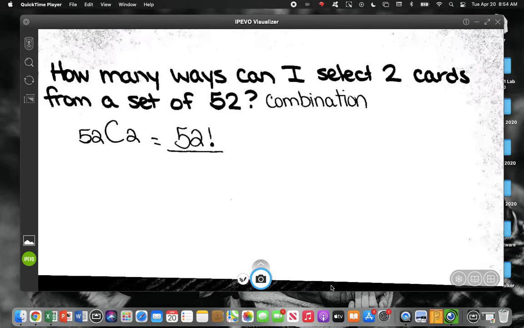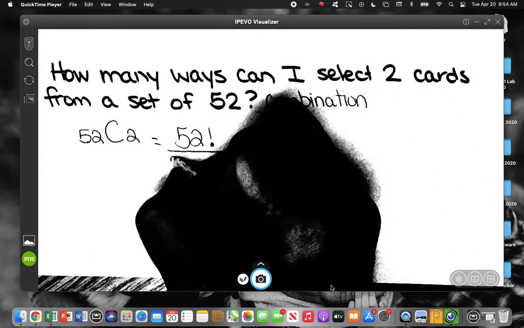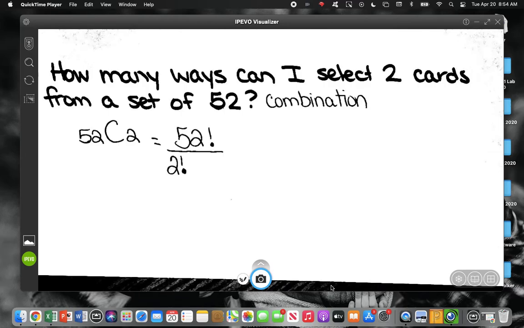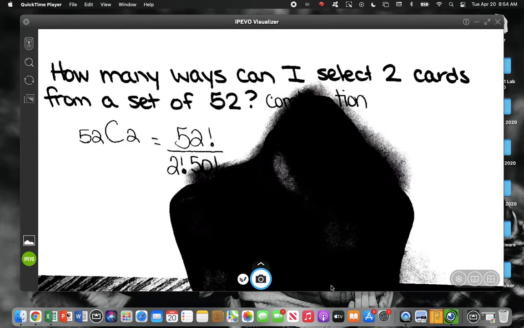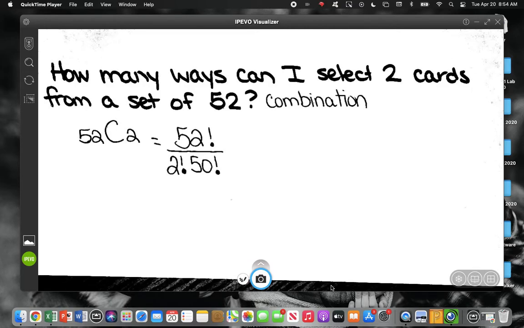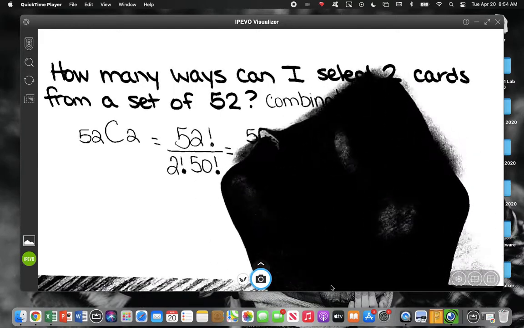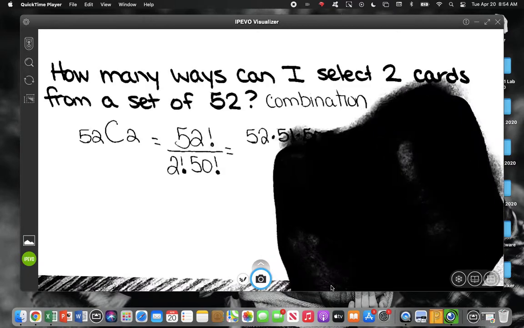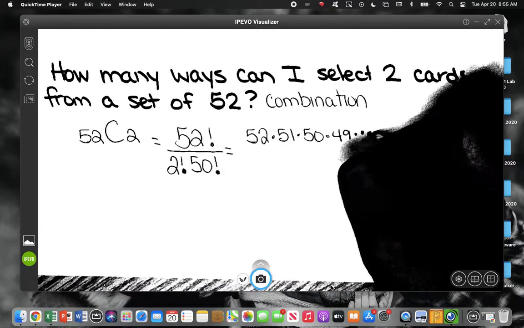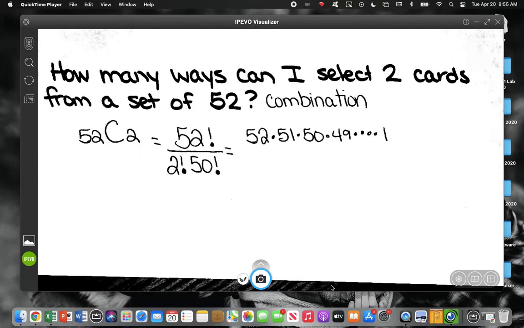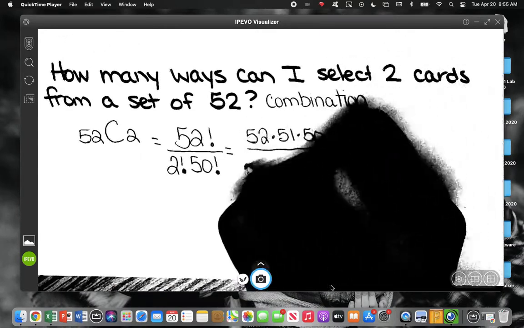Now on the bottom, are we going to have 1 number or 2 numbers here? 2. The first one is 2 factorial, but what's my second number? 50, because 2 plus 50 gives me 52. Now if you think about this, the biggest number on the bottom is 50, right? So 52 factorial is 52 times 51 times 50 times 49, and I'm not going to write all of those, but that would go all the way to 1. Now 2 factorial is just 2 times 1, right?